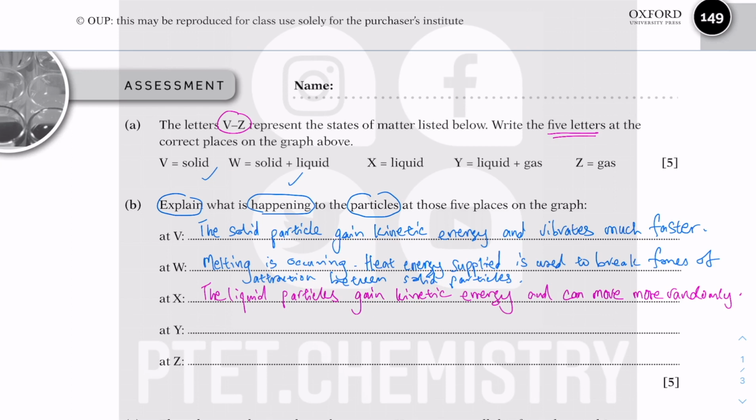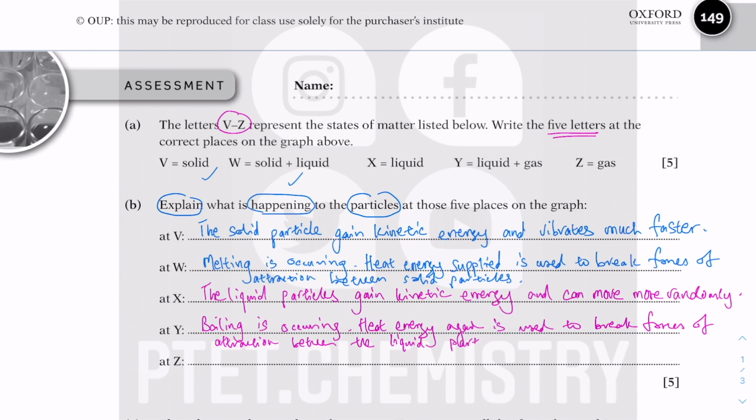And then at Y, boiling starts to happen. So boiling is occurring. Heat energy again is used to break forces of attraction between the liquid particles. So you need to separate the liquid particles to make them so far apart, and there is the force of attraction between the particles that you need to overcome, right?